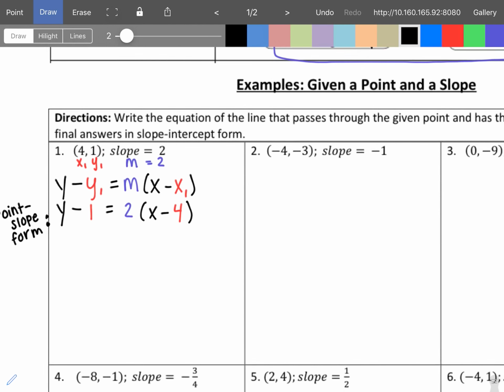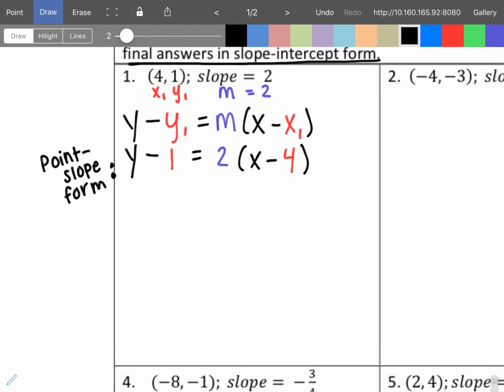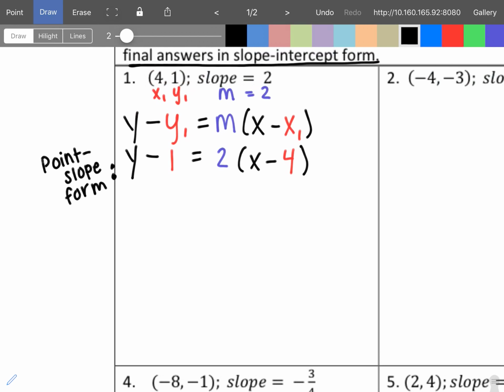But what do they want you to write? It says write all final answers in slope intercept form. So we're not leaving it in that form. We're going to write it in slope intercept. So I'm going to distribute here. That's the first step. Y minus 1 equals 2x minus 8.